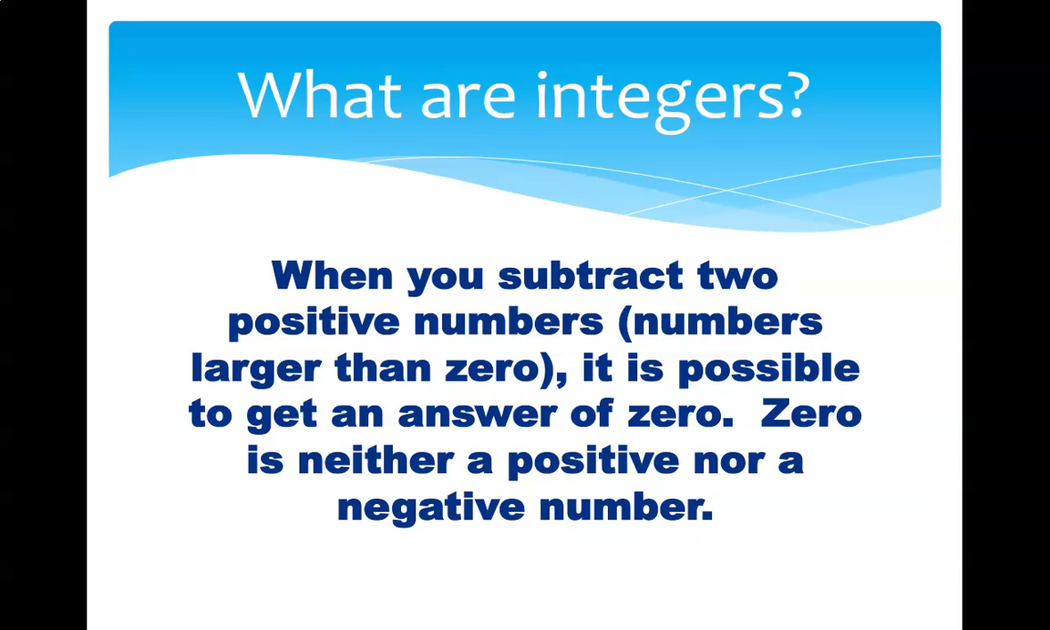First, you need to know that when you subtract two positive numbers, those are numbers that are larger than 0, it is possible to get an answer of 0. 0 is neither negative or positive. Again, 0 is neither a positive number or a negative number. It's a number itself.